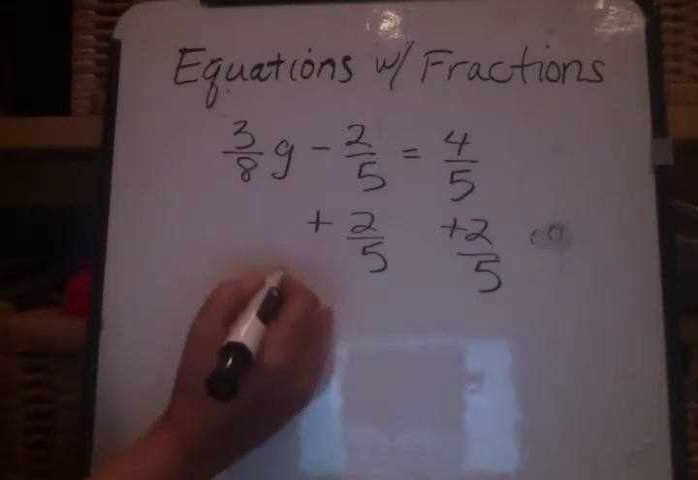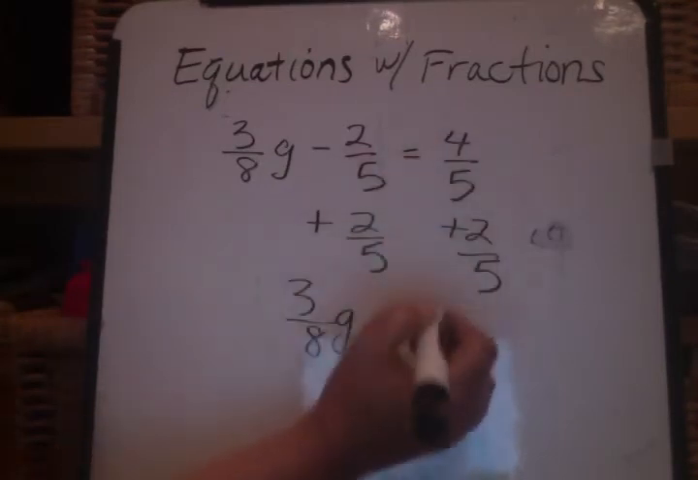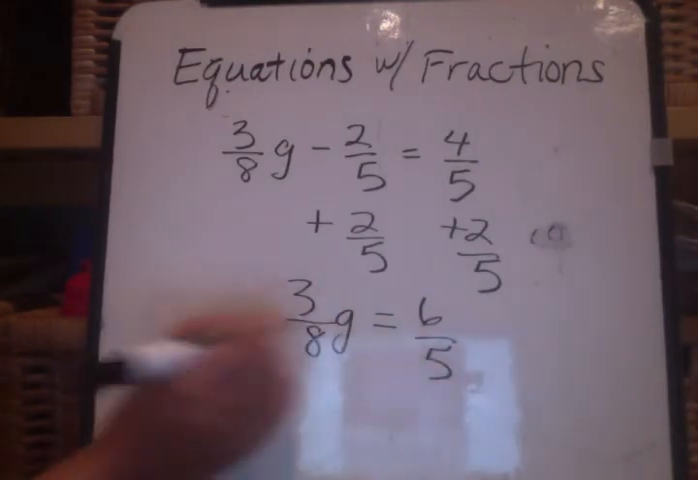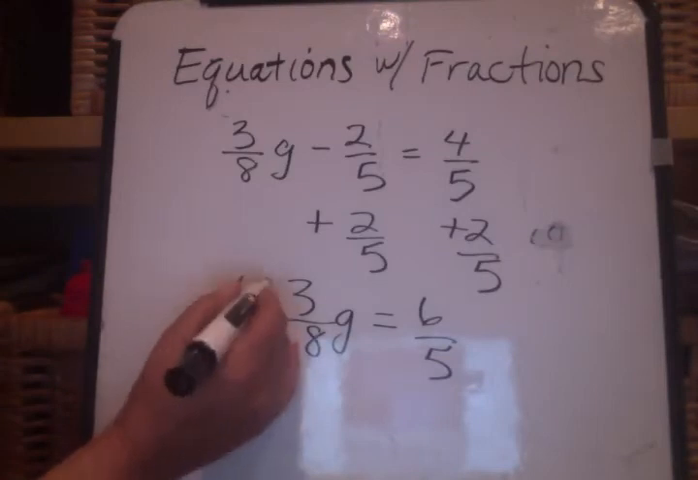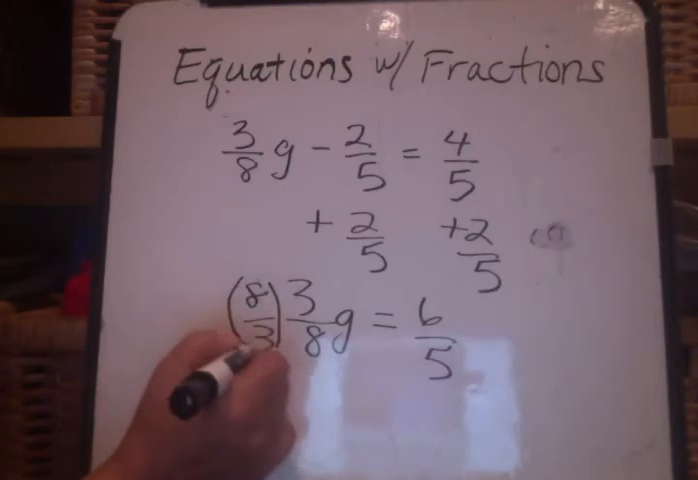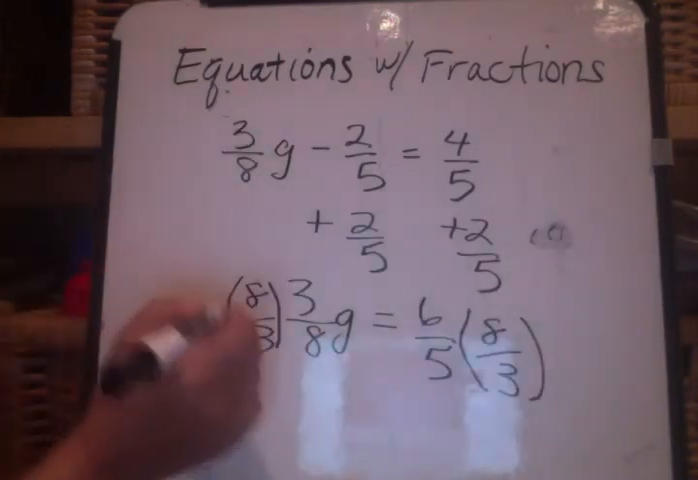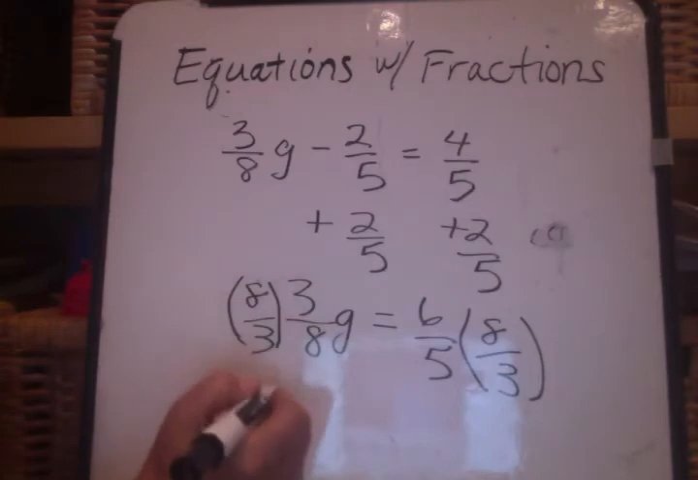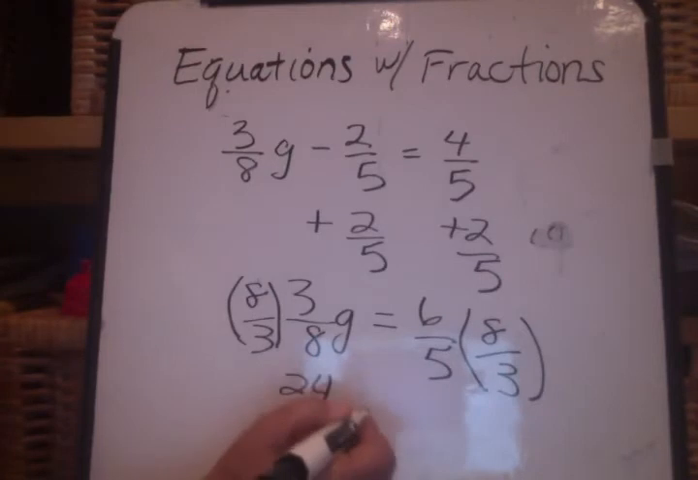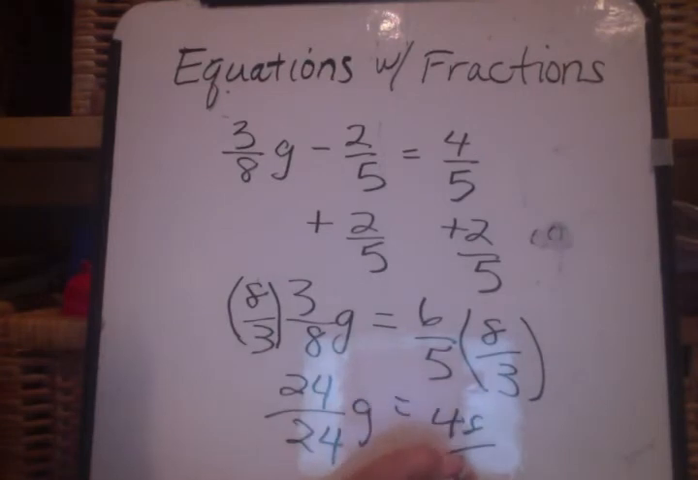I have 3/8. This becomes 0. 3/8 g equals, and this is going to be 4/5 plus 2/5 is going to be 6/5. Then, in order to resolve this, I multiply both sides by the reciprocal of this number, which is 8/3. Okay, and then this would be 3 times 8 is 24 over 24. 3 times 8, 8 times 3, 24. G equals, this is going to be 48 over 15.